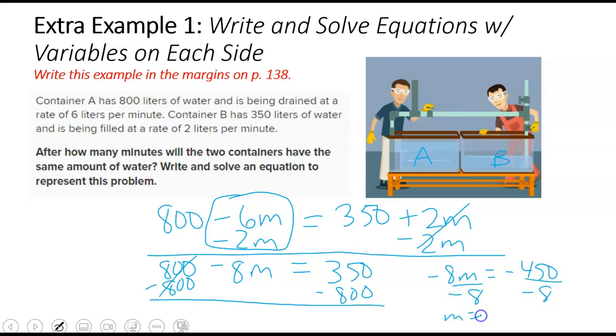So again, if you forgot how to do these steps, just pause and go back and see if you can write down and remember. But we get then that m is 56.25. So this means after 56.25 minutes, these two containers will have the same amount of water.